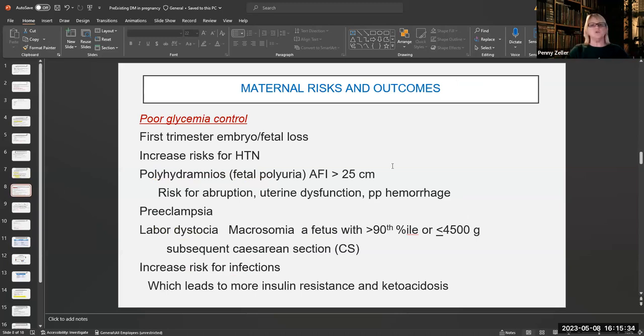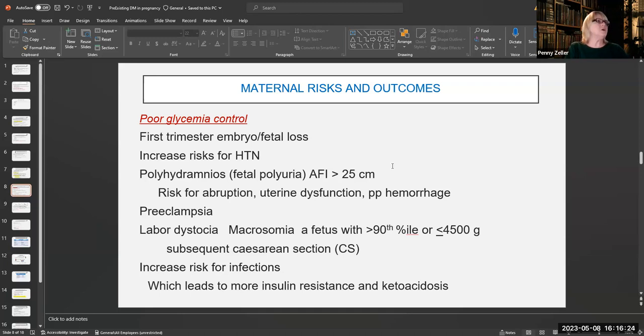So poor glycemic control. So application of all this information I'm telling you about, what does that mean to us? How does that affect us as nurses with our diabetic clients? Poor glycemic control, we need to know if we have a type 1 or type 2 that become pregnant, they're at risk for losing a pregnancy, having a spontaneous abortion, if their glucose is not controlled when they get pregnant. It increases their risk to develop high blood pressure or hypertension because of their poor glycemic control. It causes polyhydramnios, we talked about, which puts them at risk for other things.